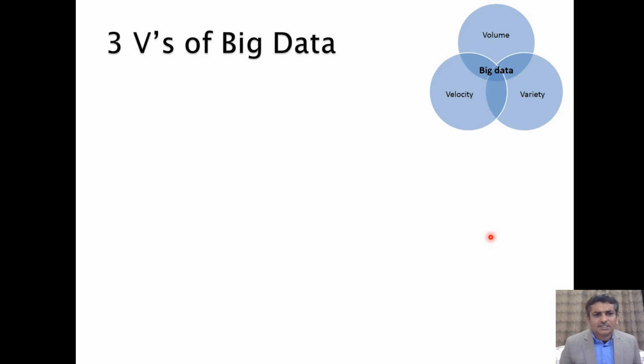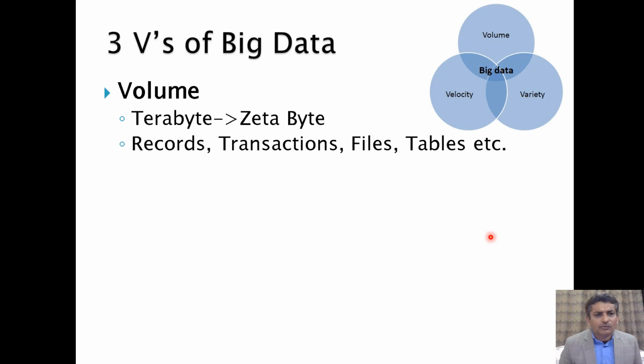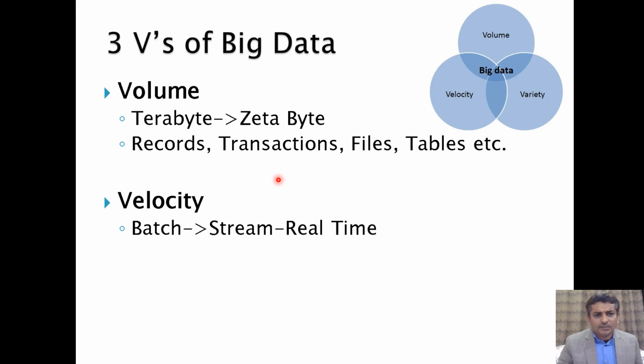Big data can be characterized in different ways. The three V's of big data are volume, velocity, and variety. The first one is volume. The volume of data is increasing from terabytes to zettabytes. Data can be in the form of records, transactions, files, tables, etc. After volume, the next is velocity. Data can be in batch form, real-time form, or stream form.